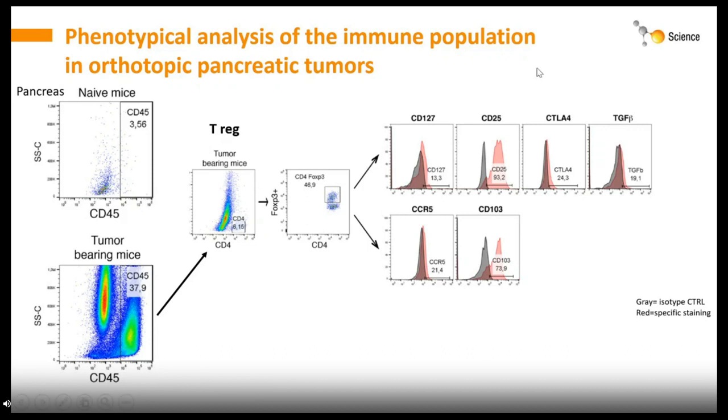We also show the immunosuppressive function of these cells via the TGF-beta secretion and the expression also of the marker CTLA4. The tumoral Tregs upregulated the TGF-beta and CTLA4 expression compared to the splenic counterparts.